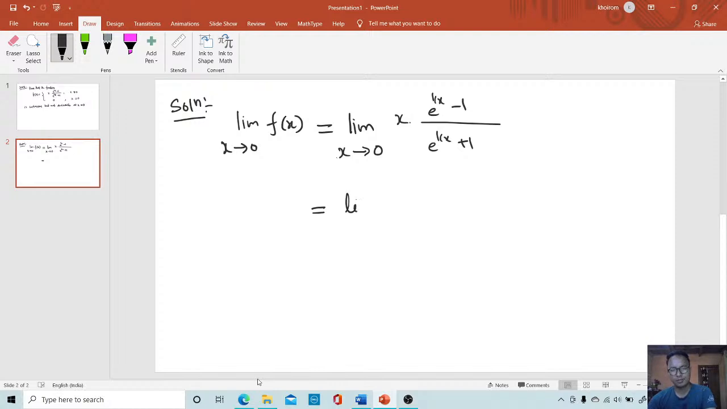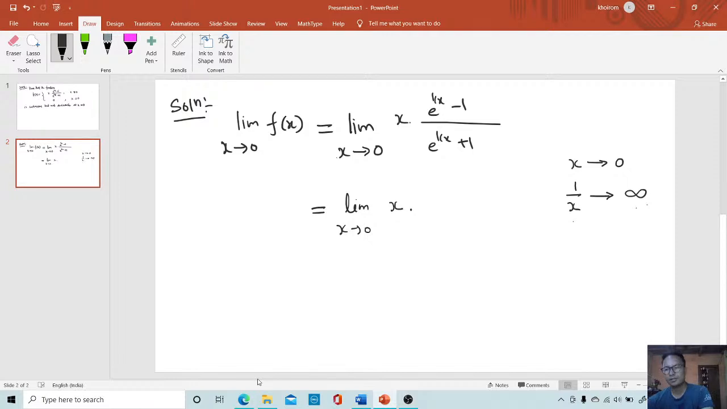Now the limit as x tends to 0. Here it will be x, right? Now as x tends to 0, 1 by x will tend to where? Infinity. And that we call as infinity.